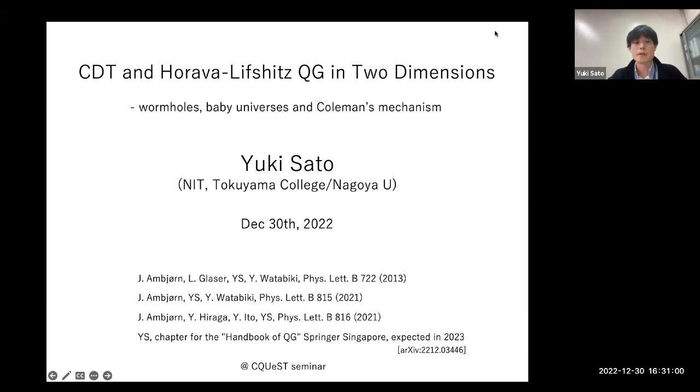Okay, so today I wish to explain the relation between a lattice model of quantum gravity called CDT and a certain quantum theory called Horava-Lifshitz quantum gravity, in both models in 2 space-time dimensions.